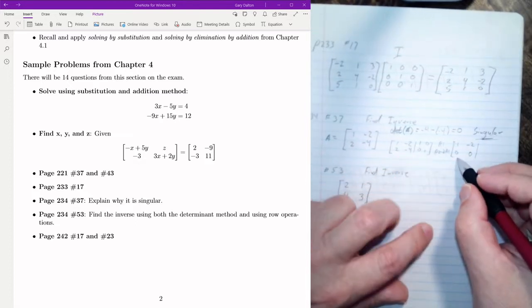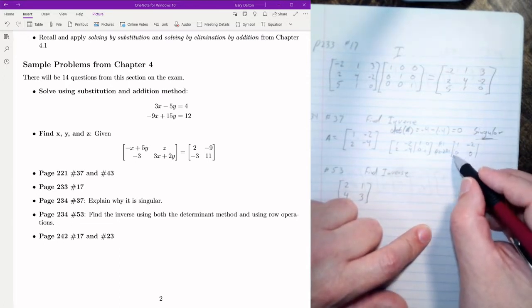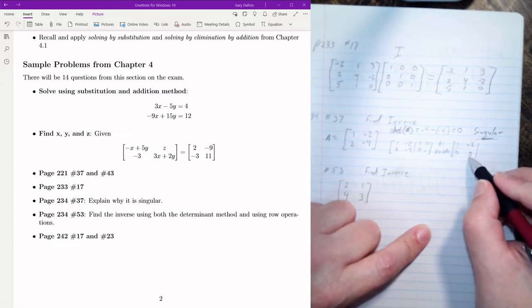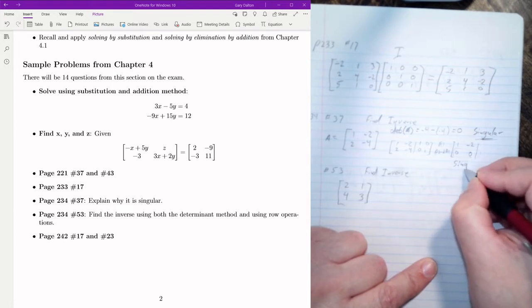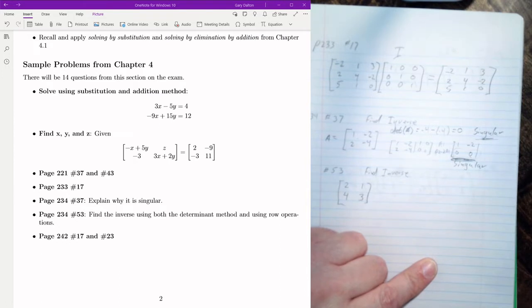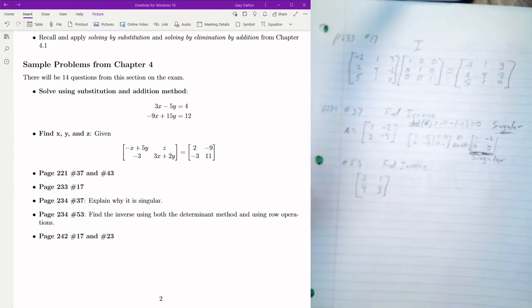Right off, this tells us that there is no inverse. We can stop right here. We'll have a row of zeros on here. Regardless of what ends up in this section, this tells us that there is no inverse. This is a singular matrix, because of this row of zeros. So again, there's no inverse.